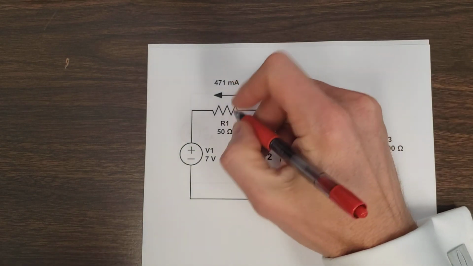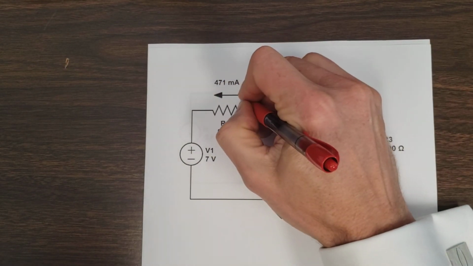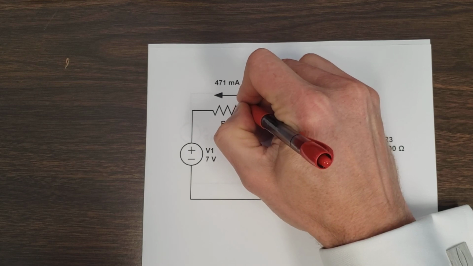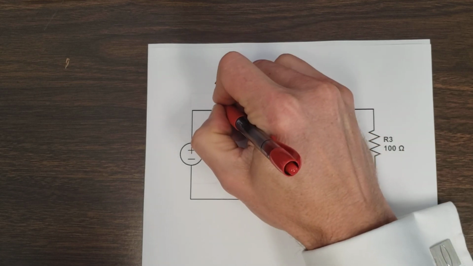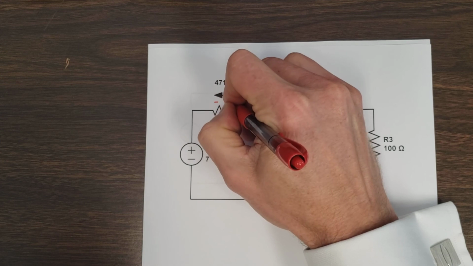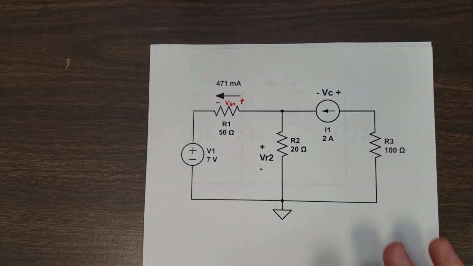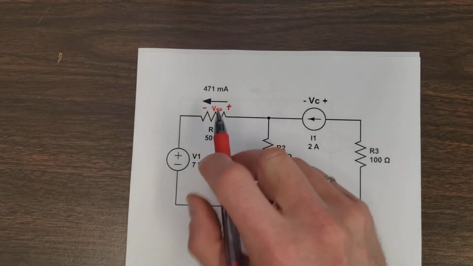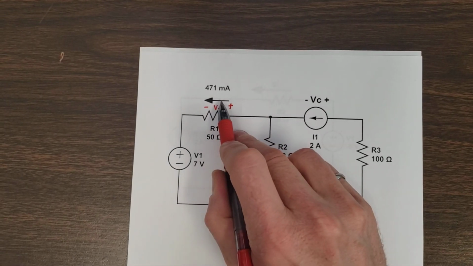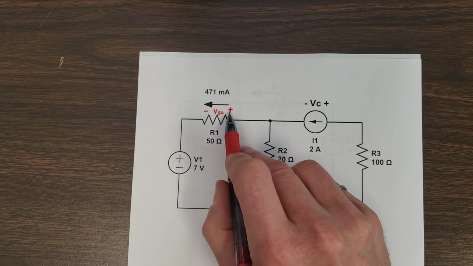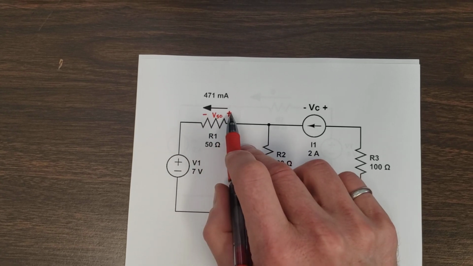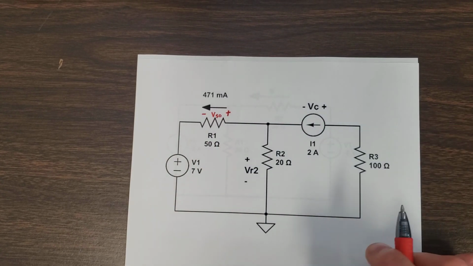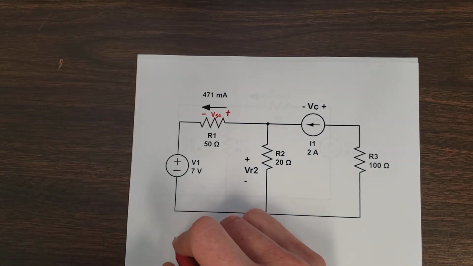So, first of all, we're going to define a voltage, and we'll call this V50, just because it's on a 50 ohm resistor. And with this, we have the passive sign convention such that the current is entering the positive node. That's how I knew to put the plus on the right and the minus on the left. So for that, we can find V50.